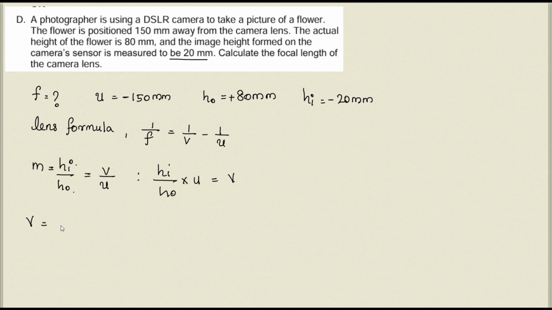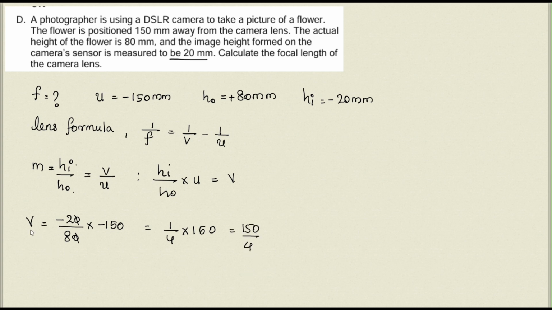So, V is equal to HI value. What is HI value? That is minus 20 divided by HO. HO is 80 millimeter into U. U value is minus 150 millimeter. We are not converting the units because all the units are in millimeters only. So no need of converting. Final answer you will get in millimeter. So when you solve it, you will be getting, yes, negative and negative will become positive. So it is 1 by 4 into 150. Yes, that is 150 by 4.